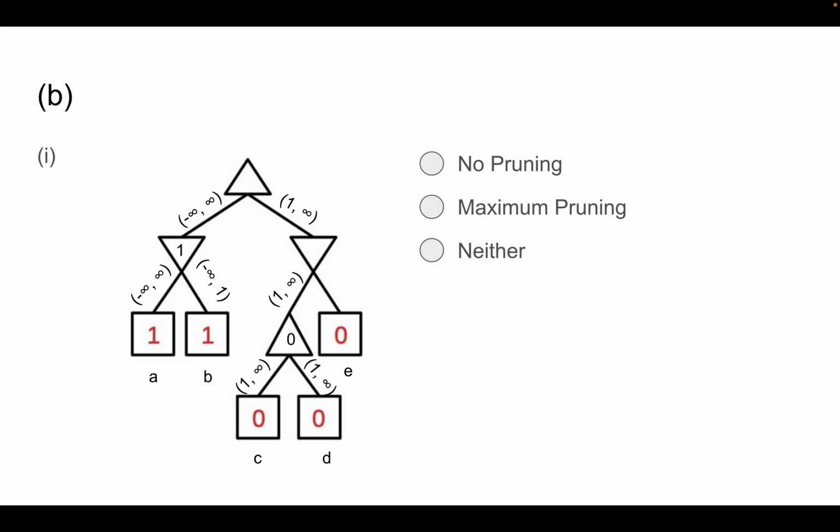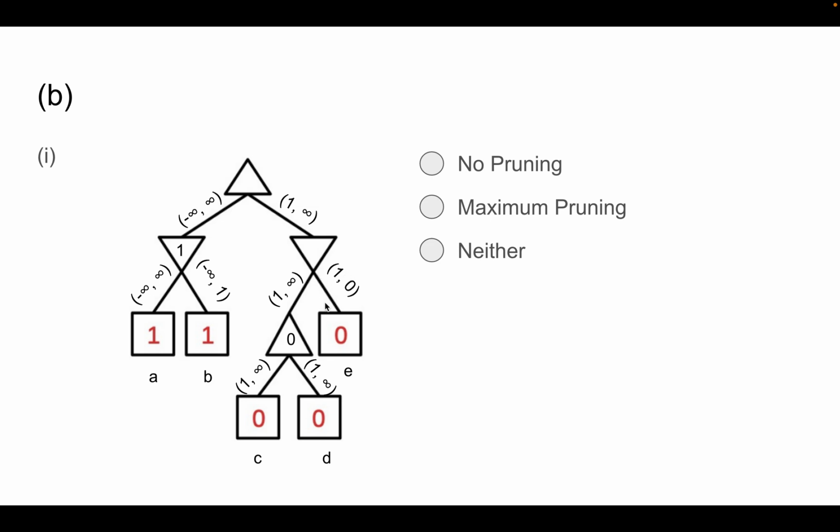And since we update the value of beta, which is currently infinity, to be equal to 0, this is the best value for this min node so far. And since we see that 0 is less than 1, which is the best value for this max node up here, this max node will always prefer 1 over whatever this min node evaluates to, which is going to be 0 or smaller. And so since we found that out, we can pretty much stop our evaluation of this min node and the rest of its children.